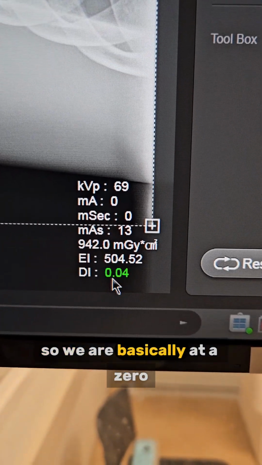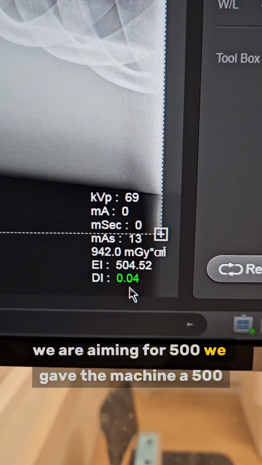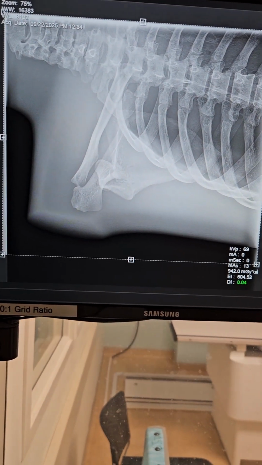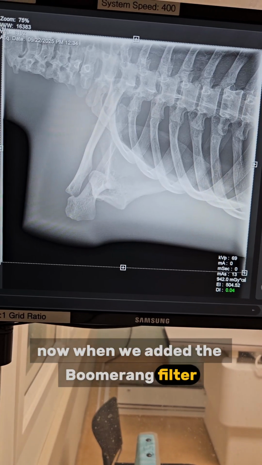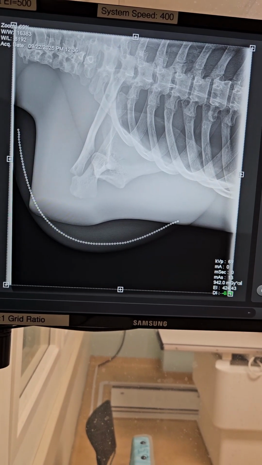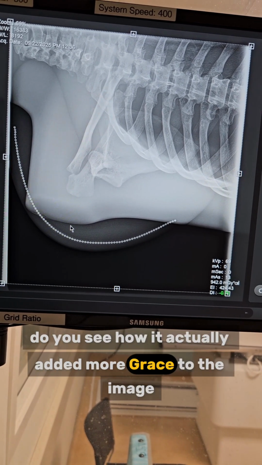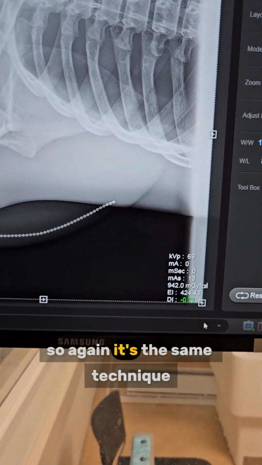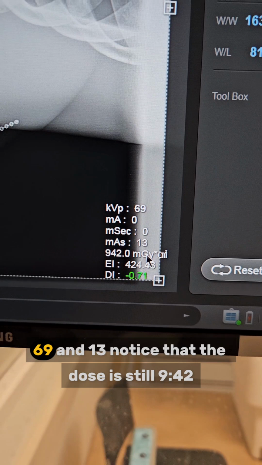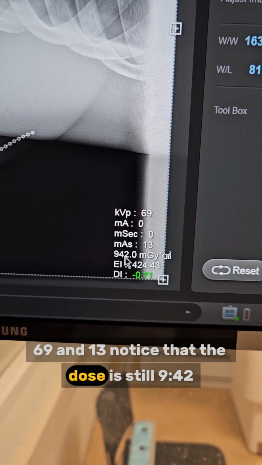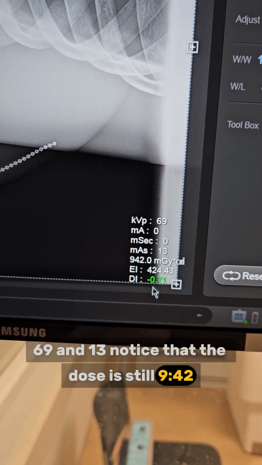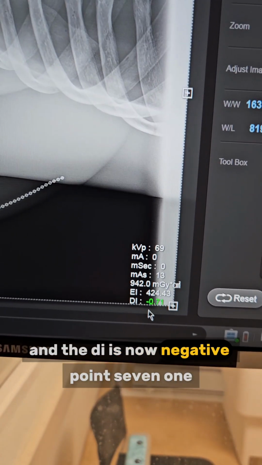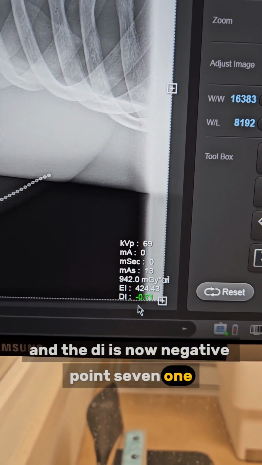So we are basically at a 0. We are aiming for 500. We gave the machine a 500. I want you to notice how this x-ray looks. Now, when we added the boomerang filter, do you see how it actually added more grays to the image? I'm going to move this just so we can see this a little bit better. So again, it's the same technique, 69 and 13. Notice that the dose is still 942, but the EI went down to 424 and the DI is now negative 0.71.